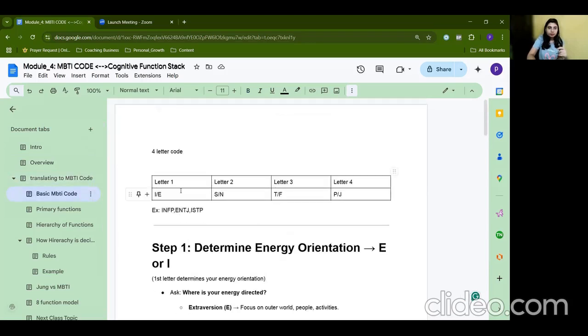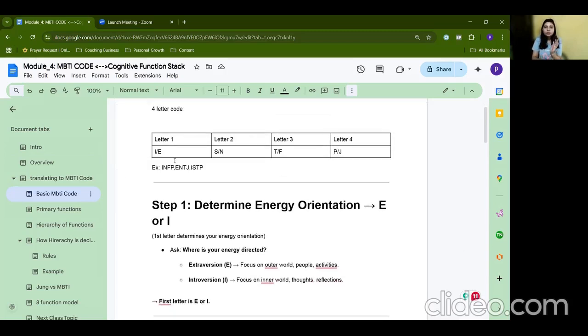Okay, let's understand the basic MBTI code. All the 16 types of personalities or MBTI types, each personality type is made up of a 4-letter code. And we will learn how to determine each letter in different personalities. So step 1 is determining the first letter.